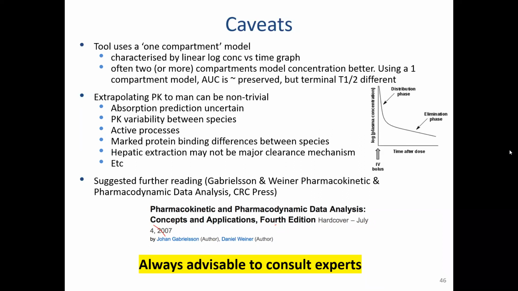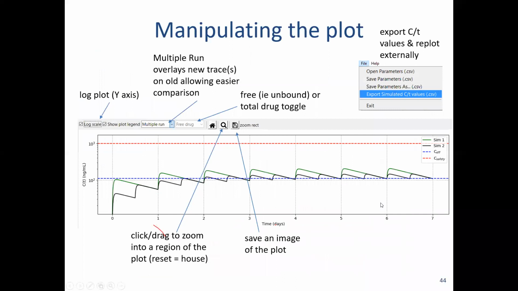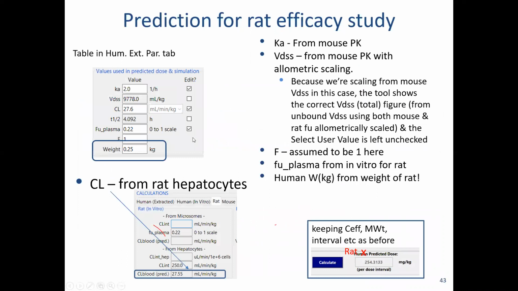I have one quick question. What's the minimum amount of data you can get away with? So I think it comes back to that key column, which is this one, values used in predicted dose and simulation. So you have to populate that for the tool to work with numbers. I guess another way of asking your question may be, where do those numbers come from?